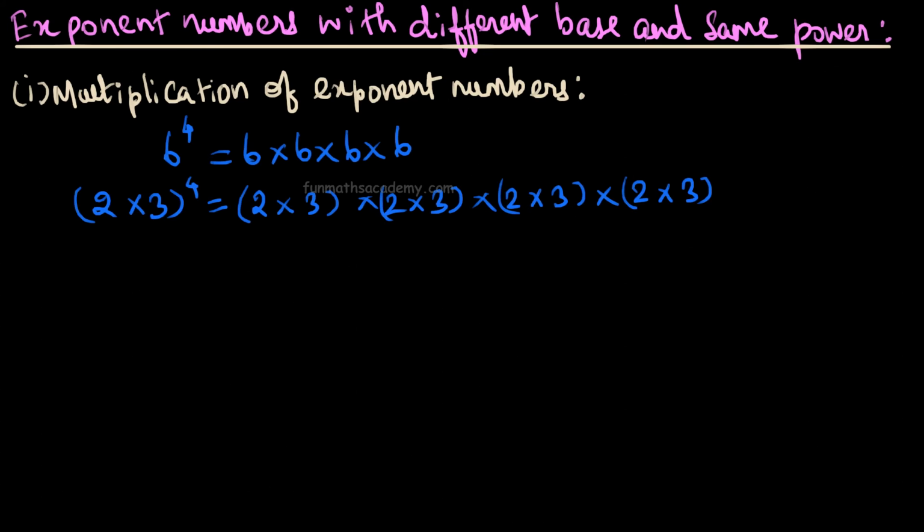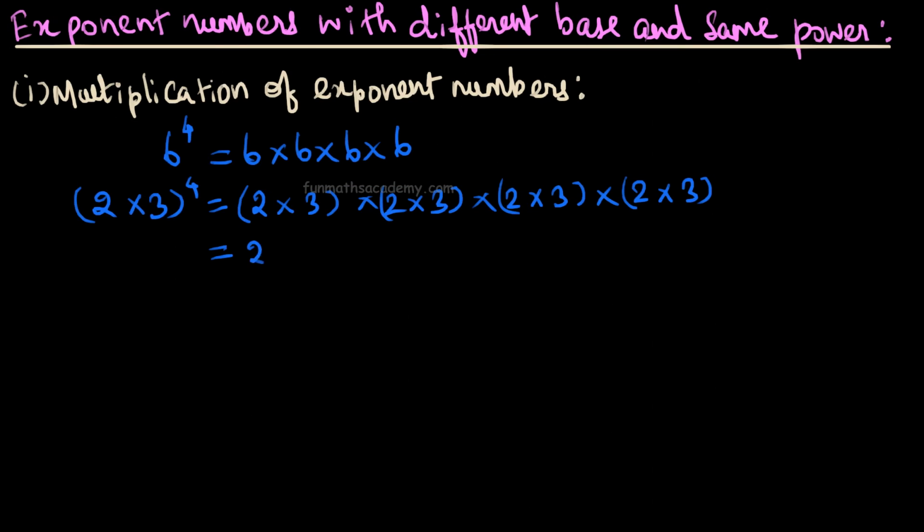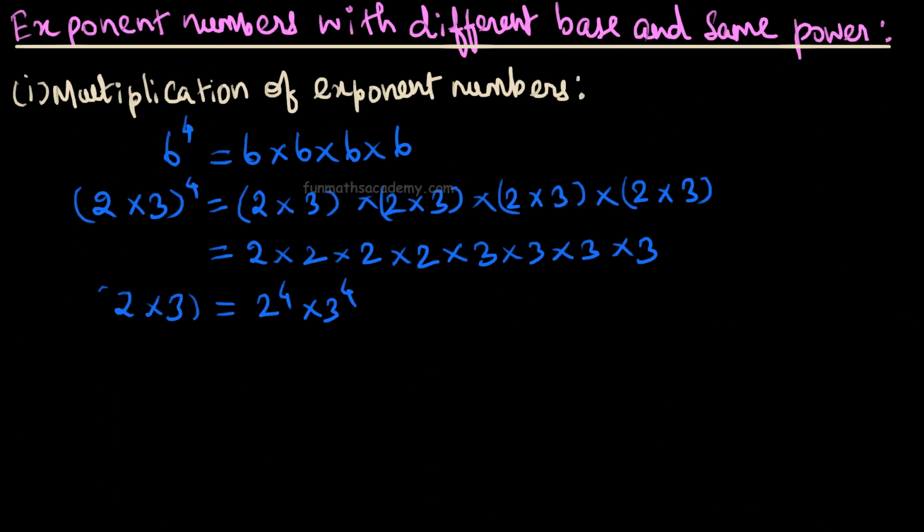We are already aware that the operation multiplication satisfies the commutative law. That is, the numbers can be multiplied in any order that we want. We will get the same product anyway. So let us rewrite the right hand side as 2 times 2 times 2 times 2 times 3 times 3 times 3 times 3. This can be written in exponent form as 2 power 4 times 3 power 4. That is, we get 2 times 3 the whole power 4 is equal to 2 power 4 times 3 power 4. This is one law of indices.